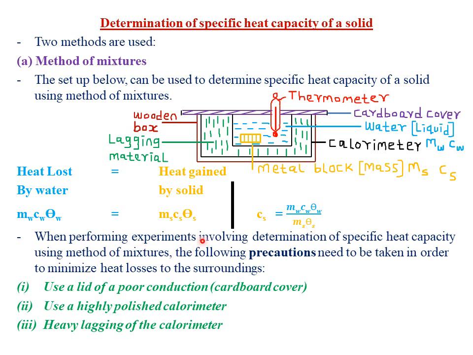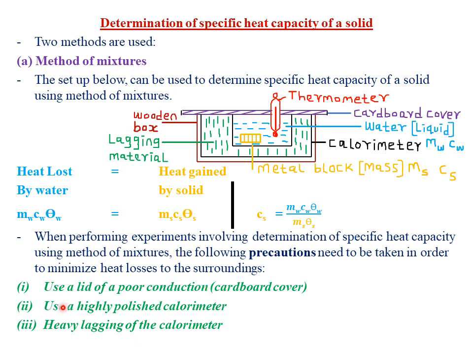Then, when performing experiments involving determination of specific heat capacity using the method of mixtures, the following precautions need to be taken into consideration in order to minimize heat losses to the surroundings. The first precaution is to use a lid of poor conduction. In this case, you are using the cardboard cover, which you can see on the top end here. Remember, cardboard is simply an insulator, or a poor conductor of heat. Therefore, this prevents loss of heat through conduction.